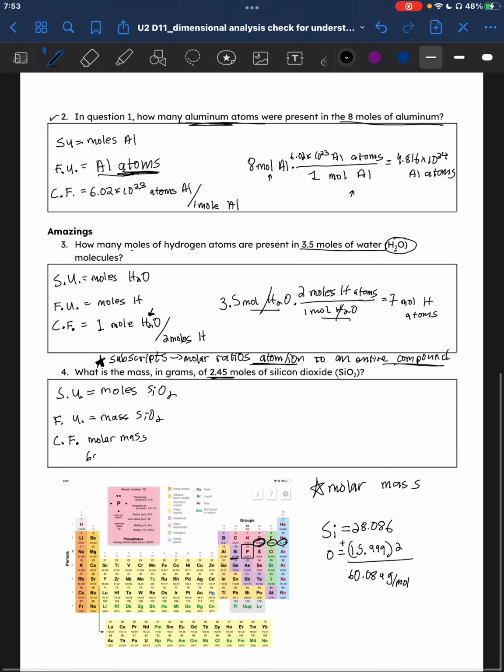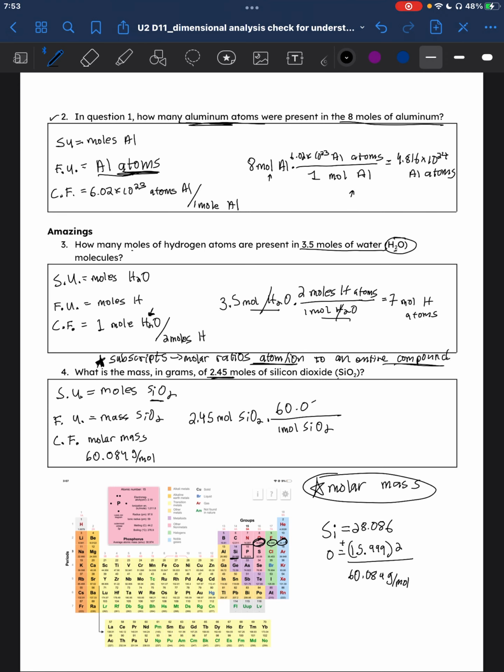All right, so 60.084 grams per mole will be my conversion factor for SiO2. This is the second amazing conversion factor. So I have 2.45 moles of silicon dioxide times 1 mole of silicon dioxide is 60.084 grams. And so 60.084 times 2.45. My final answer here is 147.21 grams of silicon dioxide.